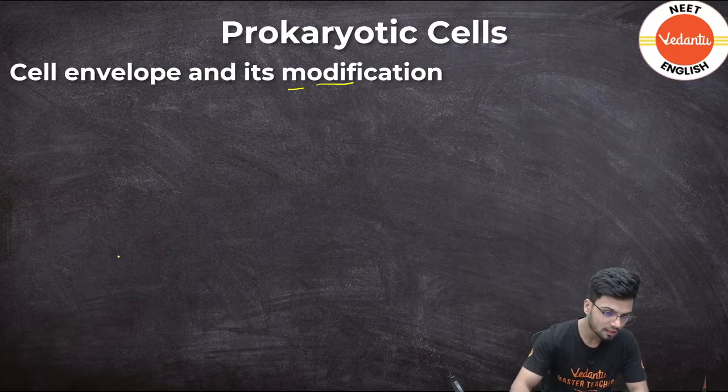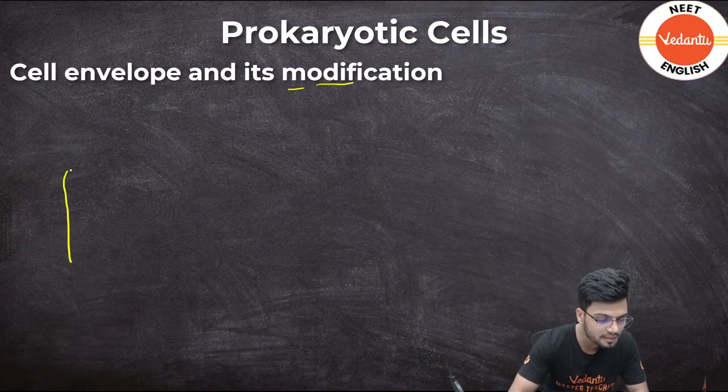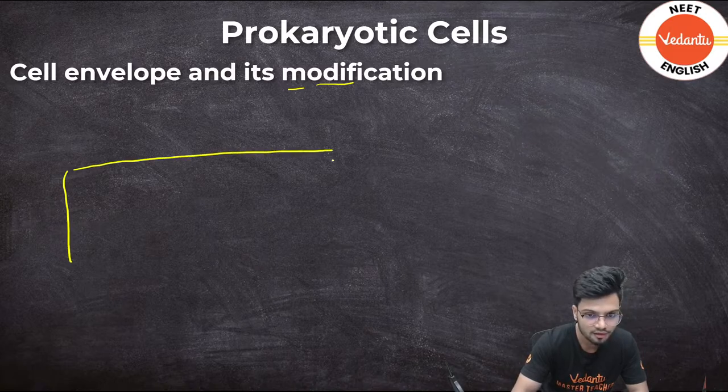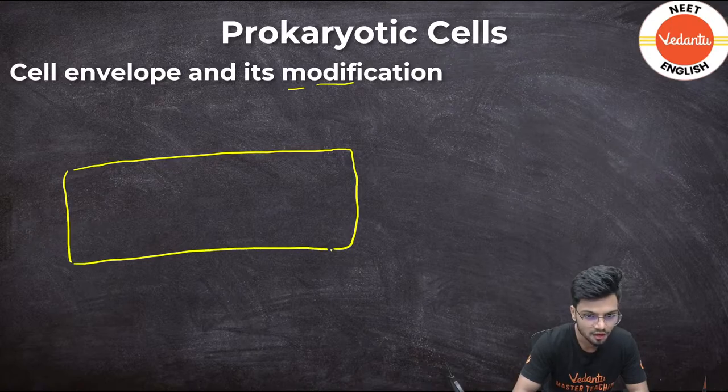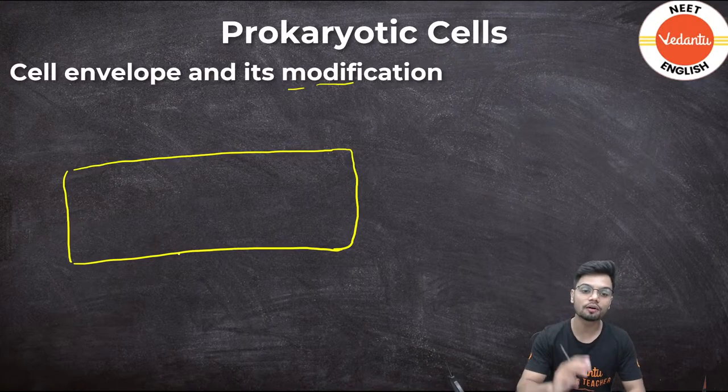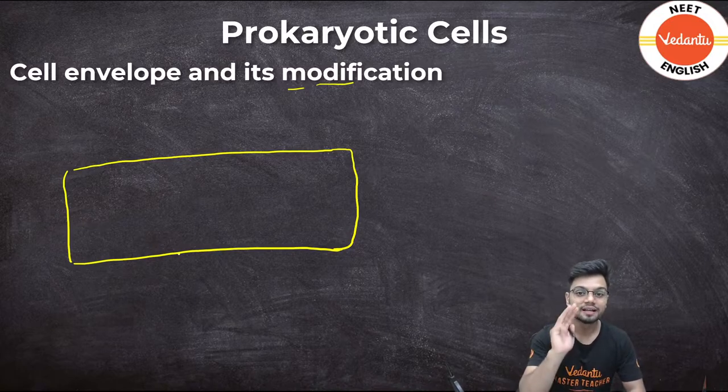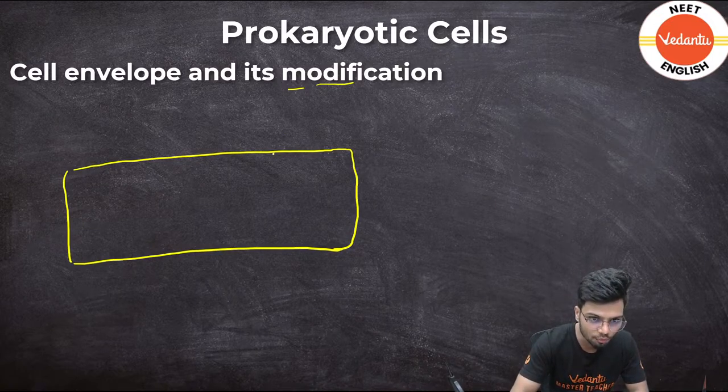Okay, now let me draw the basic structure of your prokaryotic cell. Yes, your prokaryotic cell has in total three different layers. It has how many layers? Three different layers. The outermost layer here is called the glycocalyx.